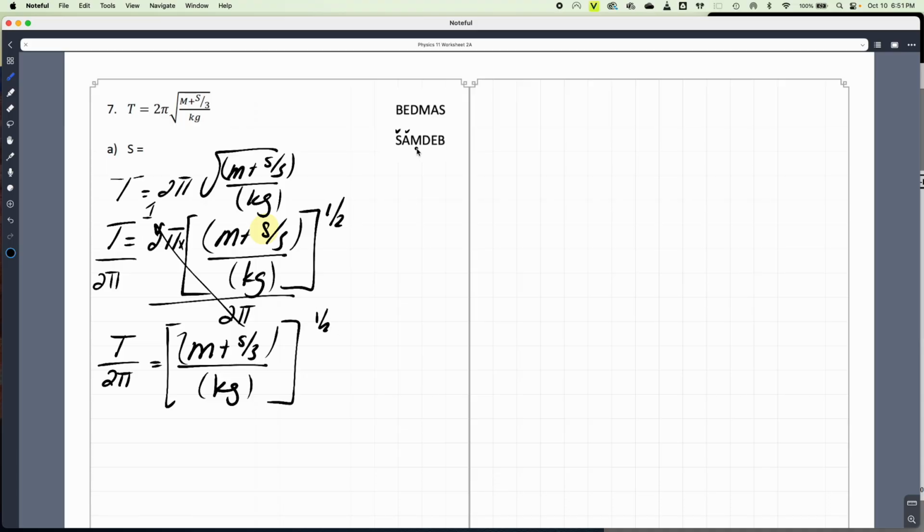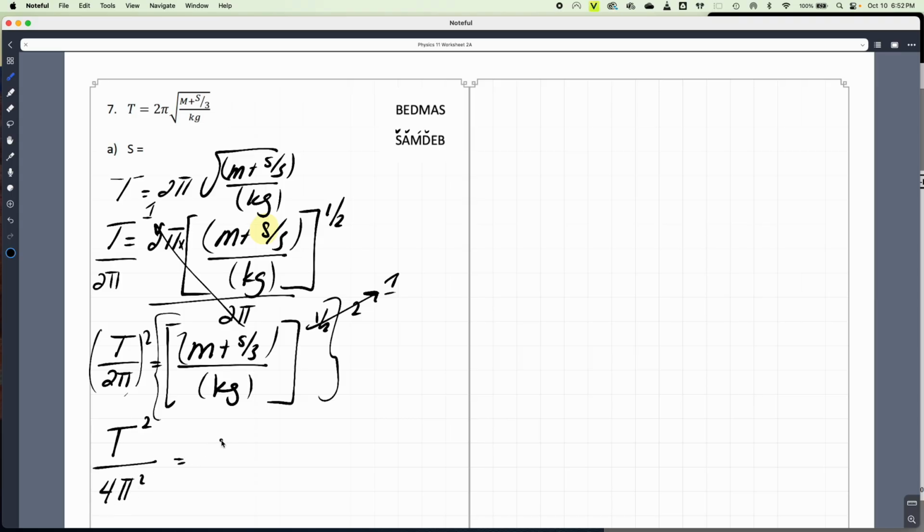Now, is there any multiplication or division happening outside of these brackets? No. Is there any exponent happening here outside of this set of brackets? And yes, there's 1/2. And to resolve this 1/2, we're going to square both sides here. And that makes exponent 1 here. So what we have on the left-hand side is t squared over, and we have to be careful here, it ends up being 2 pi times 2 pi, which is 4 pi squared.